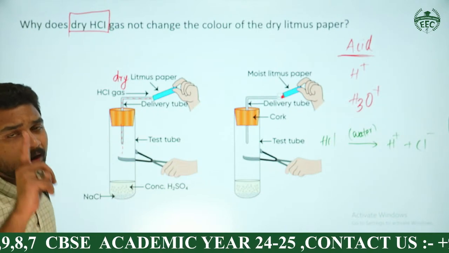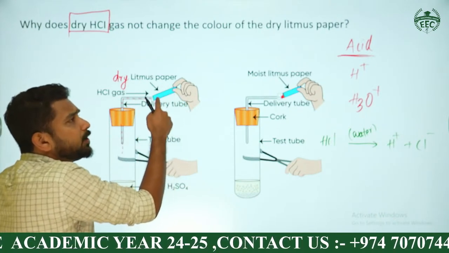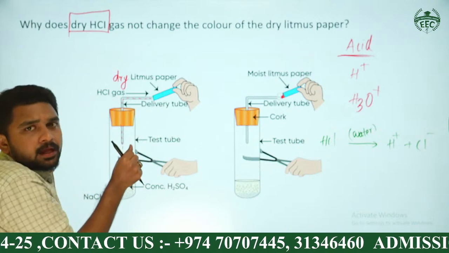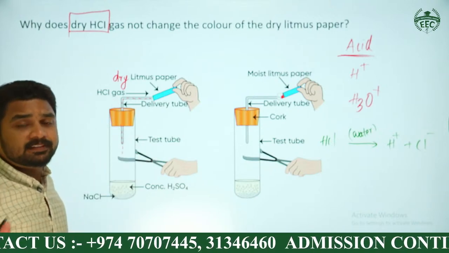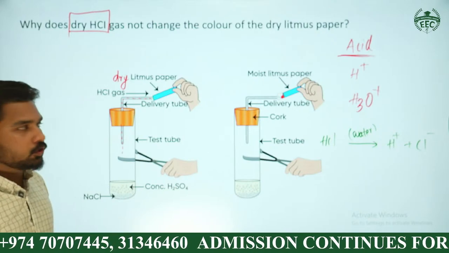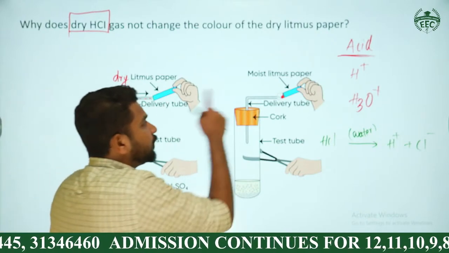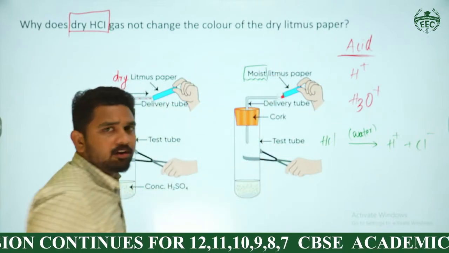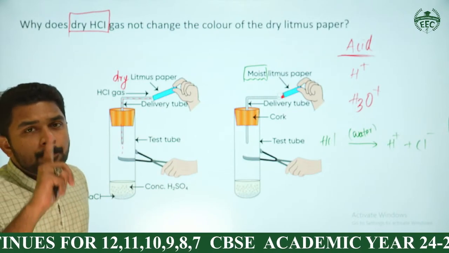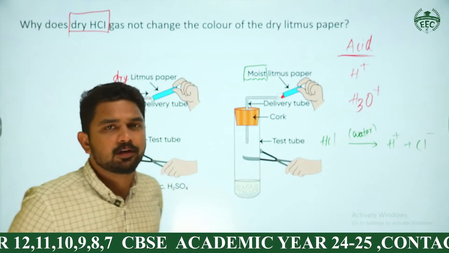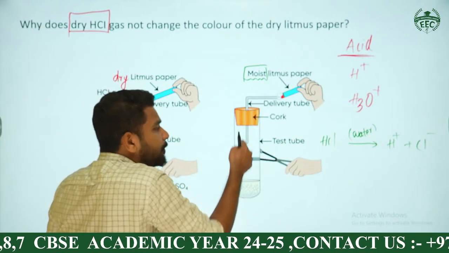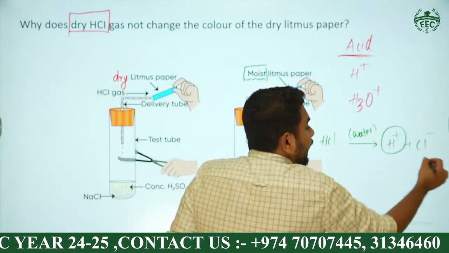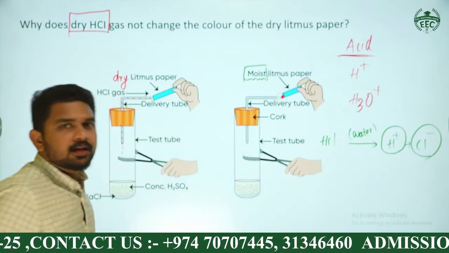So the point you have to remember here is, if you are using a dry litmus paper, it is not wet, right? It is dry. And dry HCl gas is coming, and dry HCl gas will not produce H plus ions or H3O plus ions. So there will be no color change of litmus paper. But if it is wet or moist litmus paper, what will happen? Since it is moist, there will be the presence of water, and the presence of water makes the HCl gas dissociate to form H plus and Cl minus.